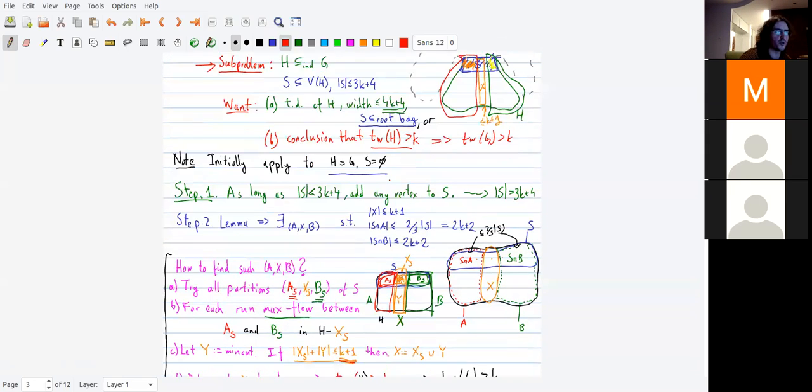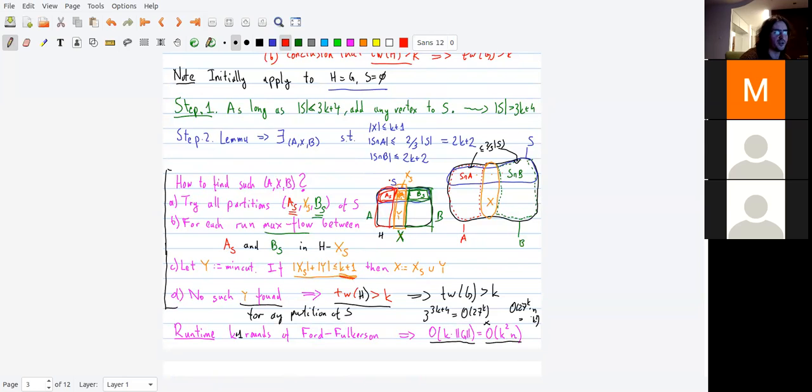Good. Any more questions at this point? This is a kind of non-trivial part of the argument. Good. Maybe some plus ones, if you're happy.